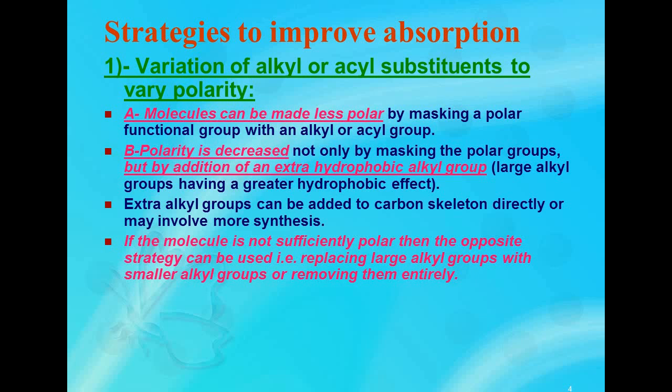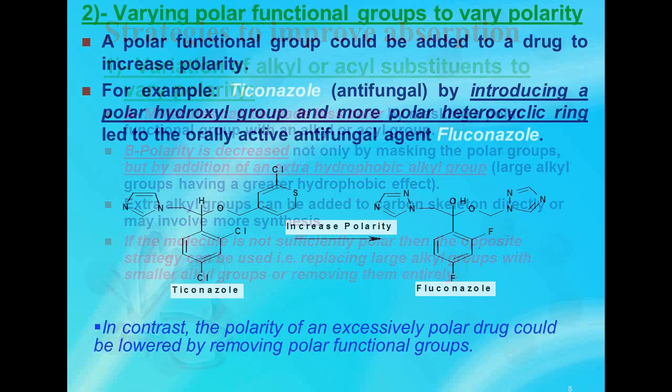Extra alkyl groups can be added to the carbon skeleton directly or may involve more synthesis. If the molecule is not sufficiently polar, then the opposite strategy can be used, that is replacing the large alkyl groups with smaller alkyl groups or removing them entirely from the structure.